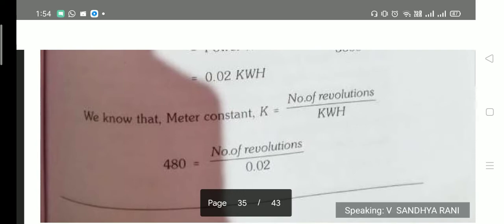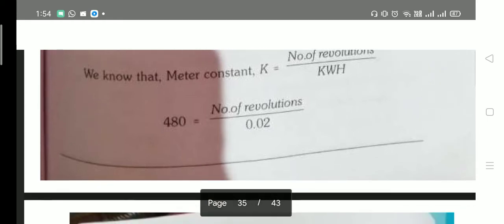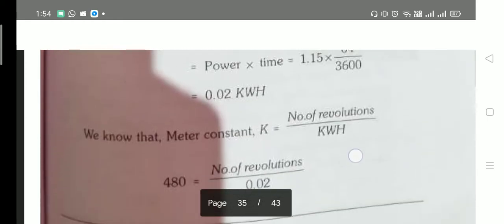He is given 480 meter constant here, right? We can substitute here the meter constant k value, then we will get the number of revolutions. We don't know the number of revolutions here, so I am substituting 480, then we can find the number of revolutions here, right? We know the energy value 0.02 kilowatt hour, so substitute and we will get 9.6. Number of revolutions are 9.6.